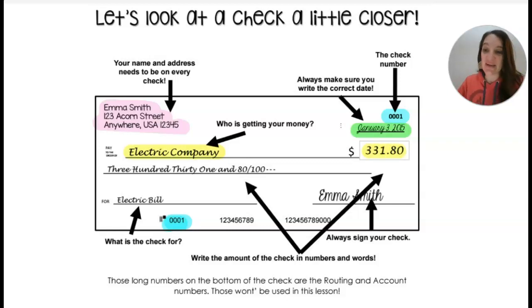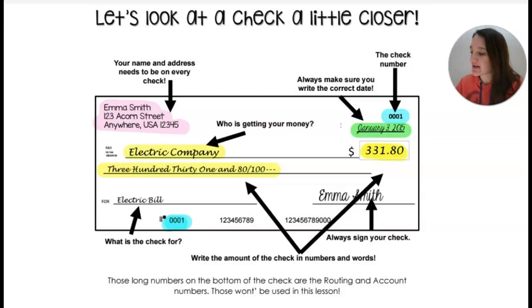Now you're going to see that amount in two places on a check. You're going to see it in number form right here, and you're going to see it in word form right there. That's for the bank to make sure that you are absolutely certain on the amount of money that you want the bank to take out of your account and give to the electric company. So it's kind of a way of double checking your work, basically.